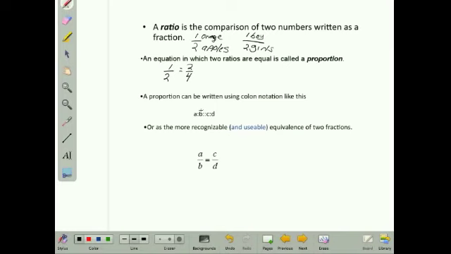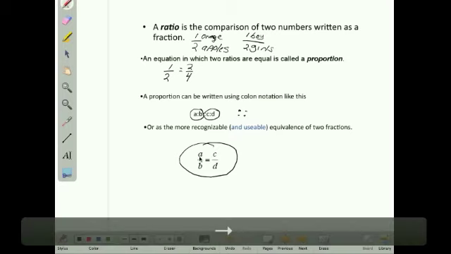So if I'm writing it in colon notation, this is one ratio, this is another ratio, and when they're separated by 2 sets of colons, that's the equal sign. Now, for the majority of cases, you're going to be showing it like this, where you've got 2 fractions that are separated by an equal sign.